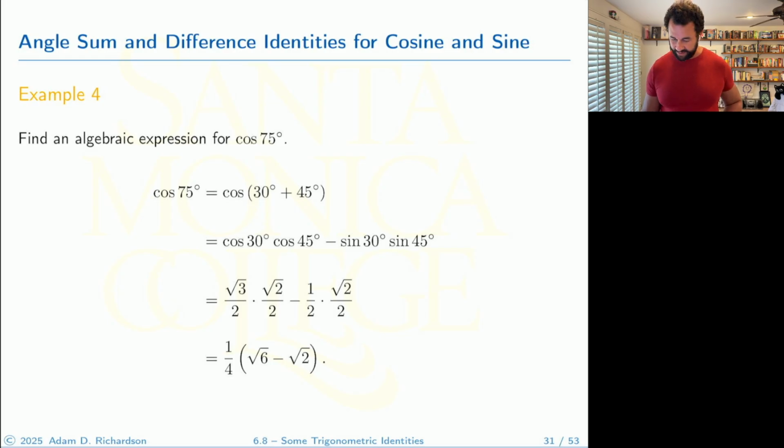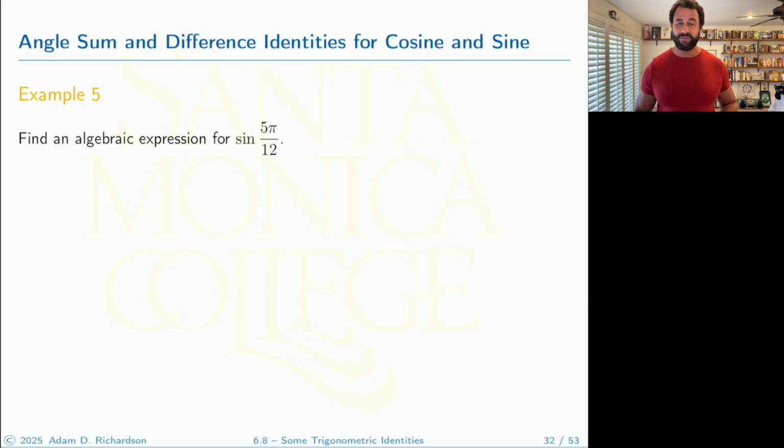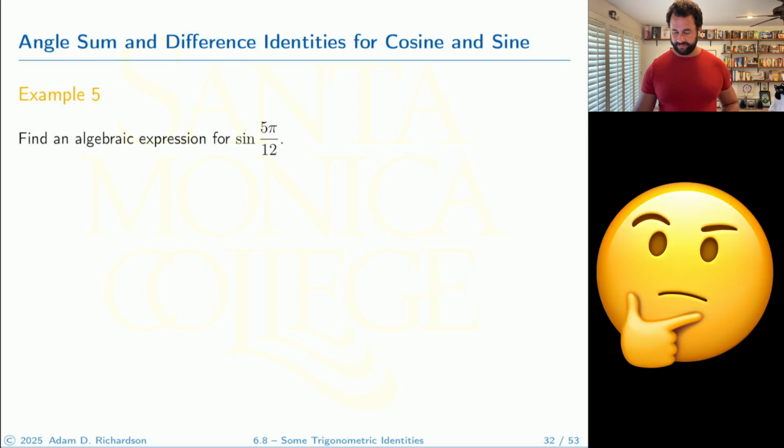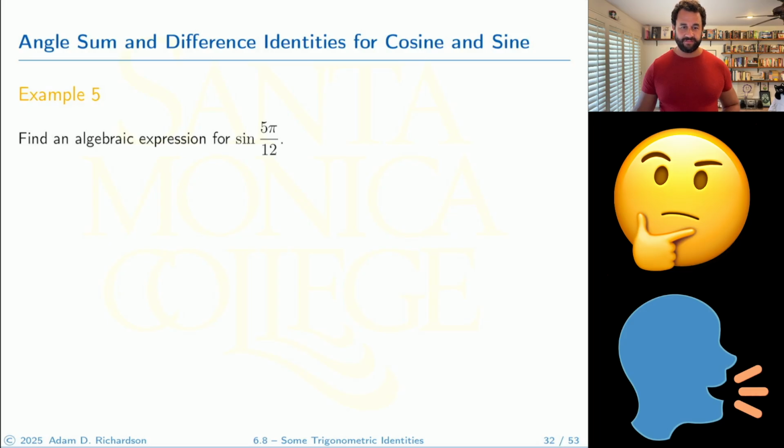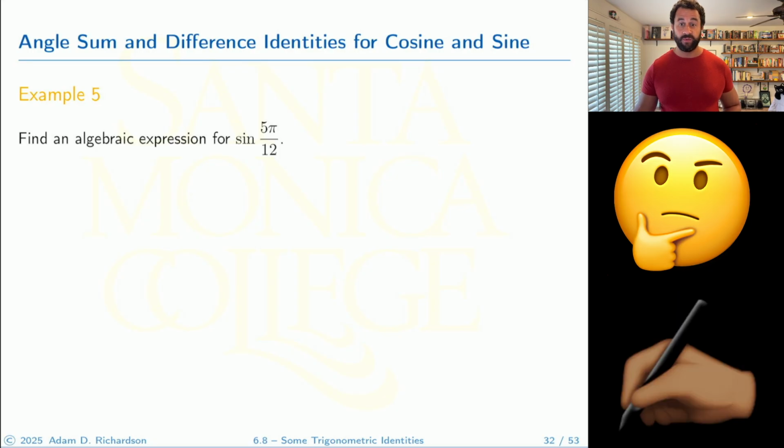Pretty cool stuff. Okay, now that you've kind of seen the trick, try to do this one, all right? So same kind of deal. Find an algebraic expression for sine of 5 pi over 12, all right? So think about it for a minute. Okay. Say something out loud, and then work it out on your own, and we will do it together in a moment.